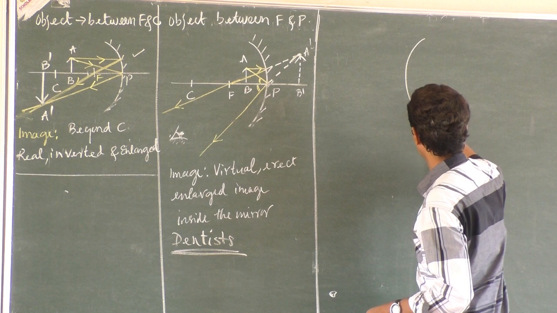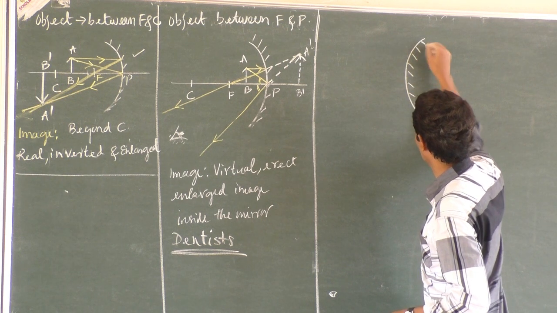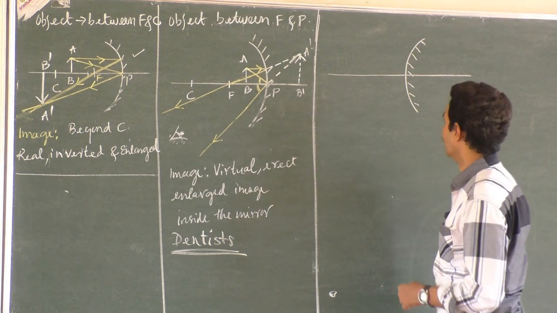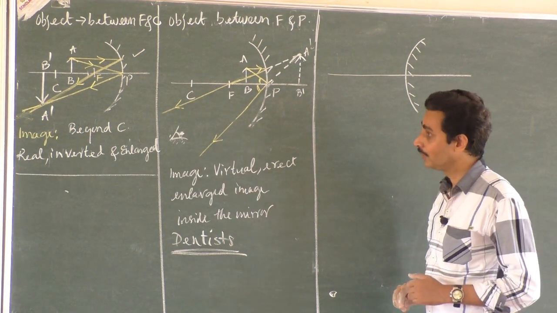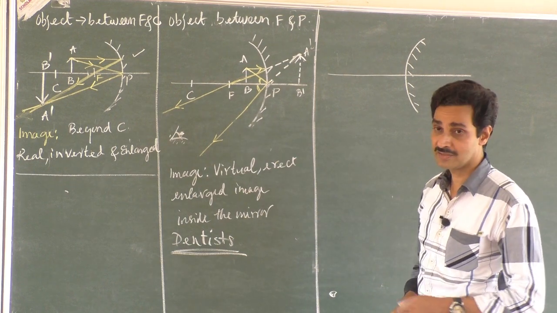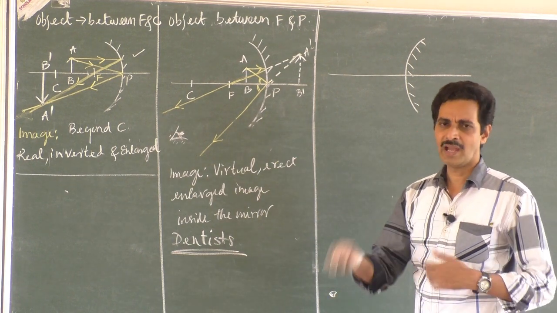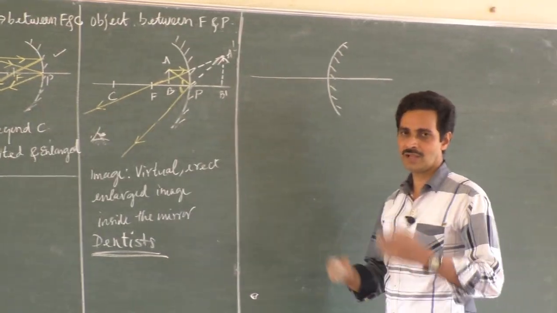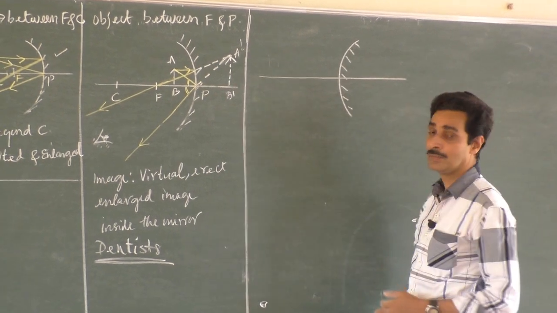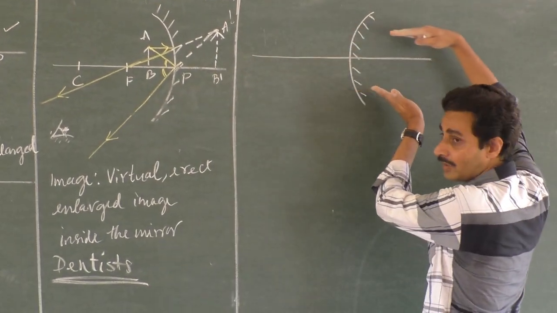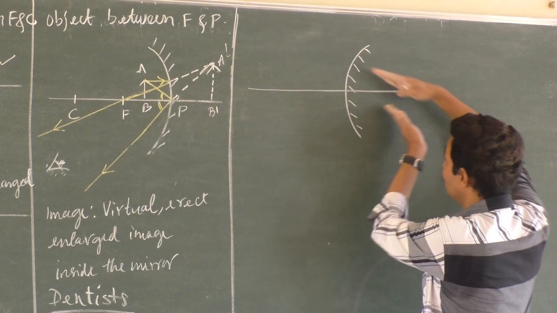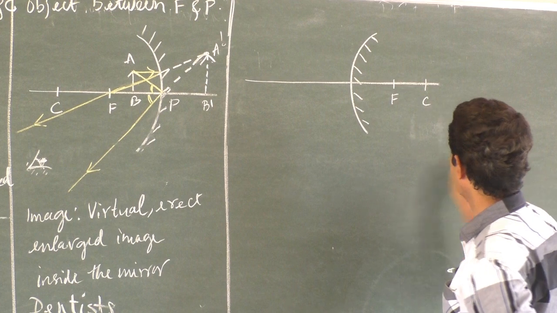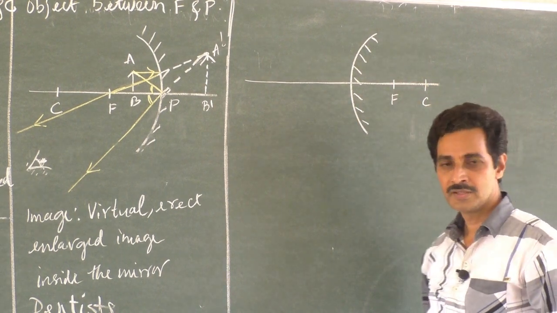Convex mirror, I have to keep the mirror like this. Reflecting part always towards my left side, so that I give opportunity for the ray of light to come from left to right. Okay. Now, where are the pole and center? In a concave mirror, you got the chance of putting the object away from C, at C, between F and C. Now, in front of the convex mirror, you don't have C, you don't have F, all the things come inside the mirror, because you know that if parallel rays are incident on a convex mirror, they diverge as if they are coming from the focus. So focus is here, center is here. If you complete this sphere, you will get a center here. So all of them come here.